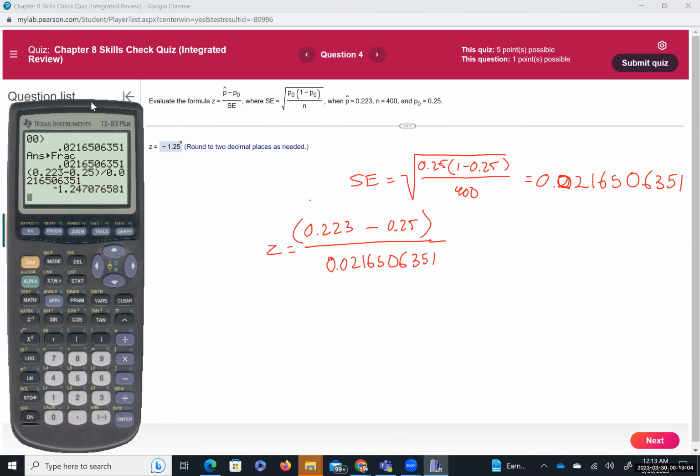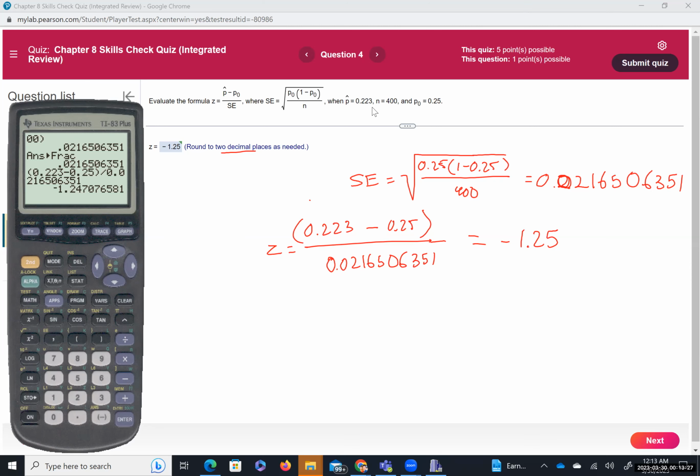Now you can round to 2 decimal places, since that is the answer, the result. Okay, 2 decimal places. It's going to be negative 1.25. That's it.